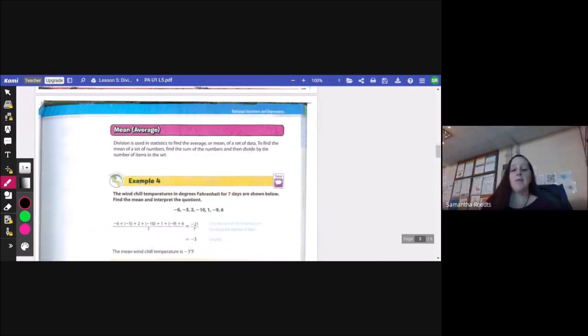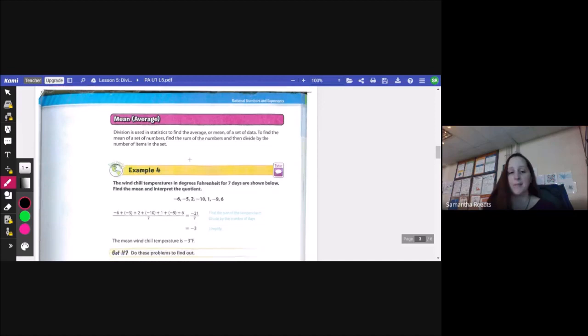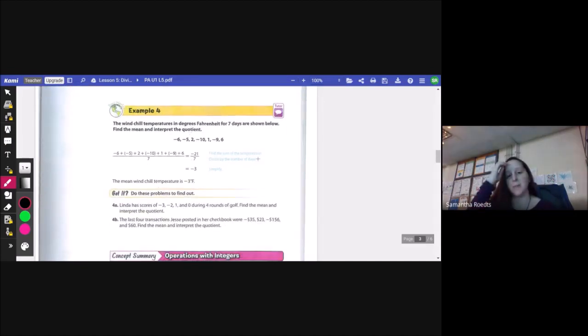All right, mean or average. Division is used in statistics to find the average or mean of a set of data. To find the mean of a set of numbers, I find the sum of the numbers and then divide by the number of items in the set. So example 4, the wind chill temperatures in degrees Fahrenheit for 7 days are shown below. Find the mean and interpret the quotient.